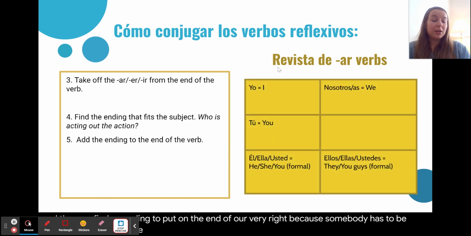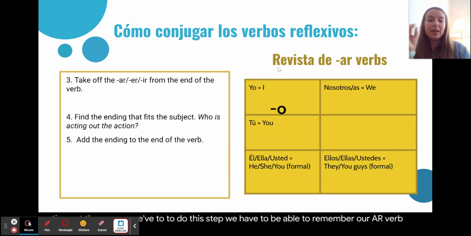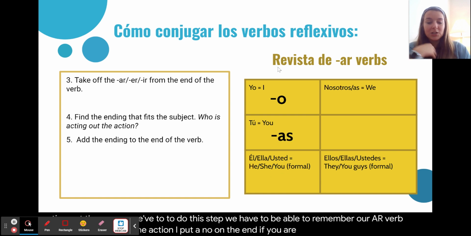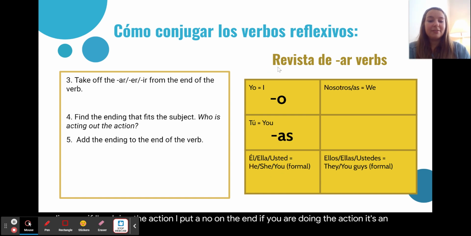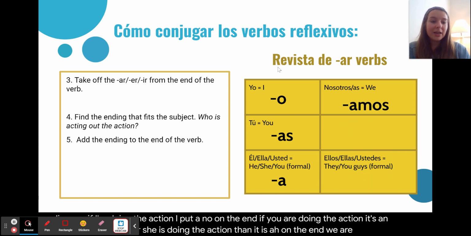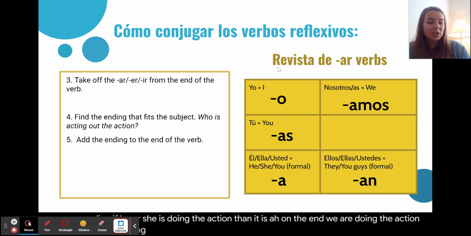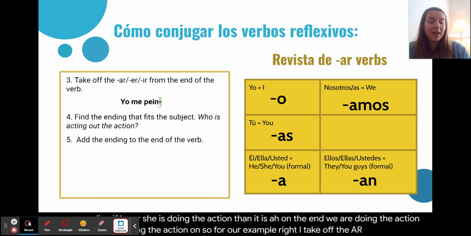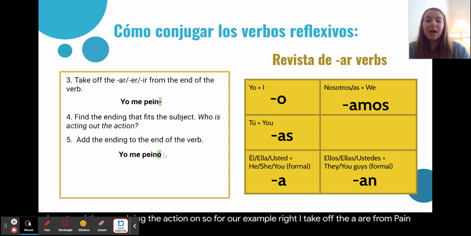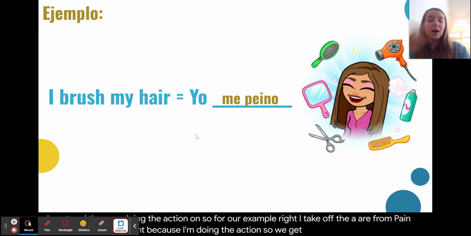So to do this step, we have to be able to remember our AR verb endings. So if I'm doing the action, I put an O on the end. If you are doing the action, it's an as ending. If he or she is doing the action, then it is a on the end. We are doing the action, amos, and they are doing the action, on. So for our example, right, I take off the AR from peinar, and I add the O, right, because I'm doing the action. So we get, I brush my hair as yo me peino.